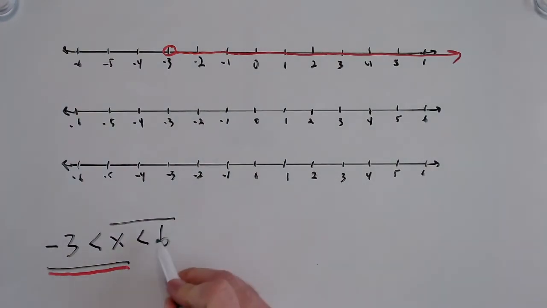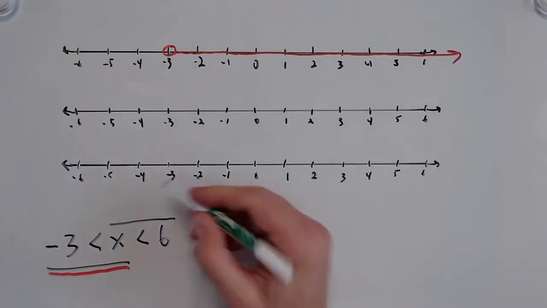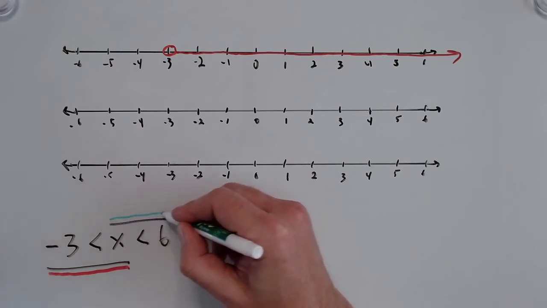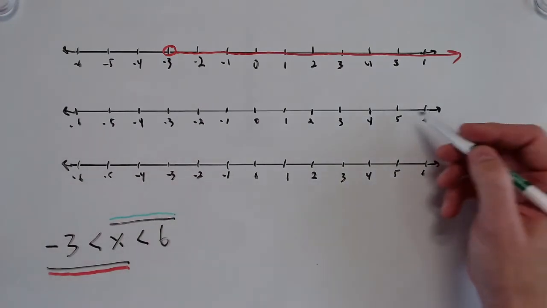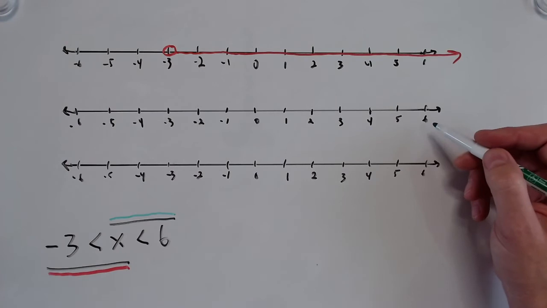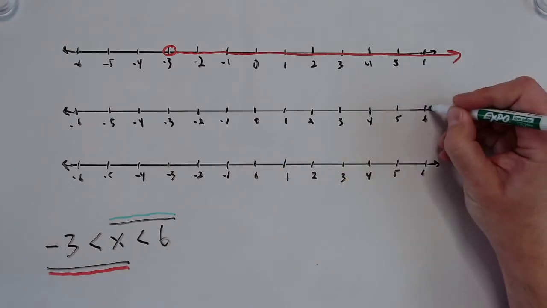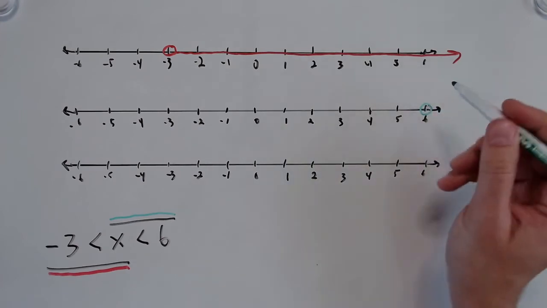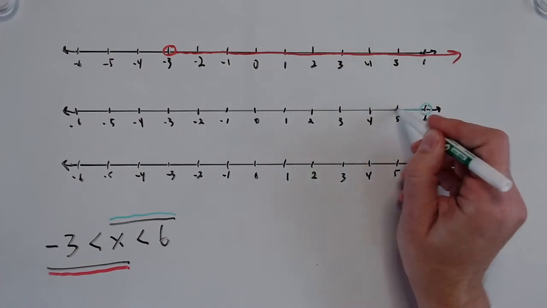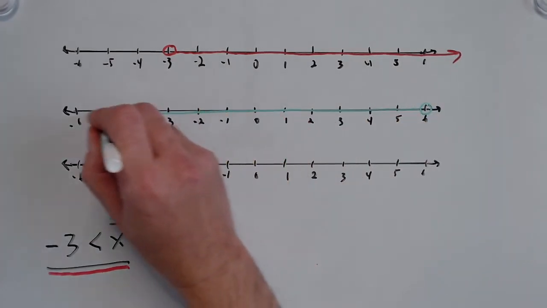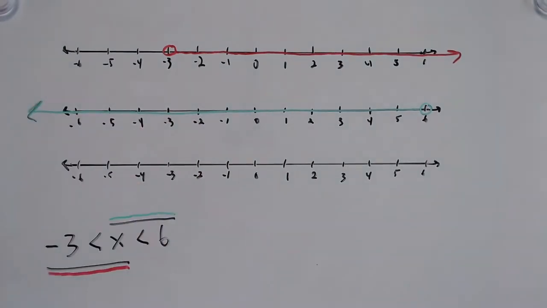Let's look at the second statement here. x is less than 6. So we'll do it in green on this line. So where's 6? 6 is here. Now it's not equal to 6. We know it's less than 6. We have to draw a circle. We don't want to include 6, but we know that it's less than 6. So it's all of this. It's less than 6.